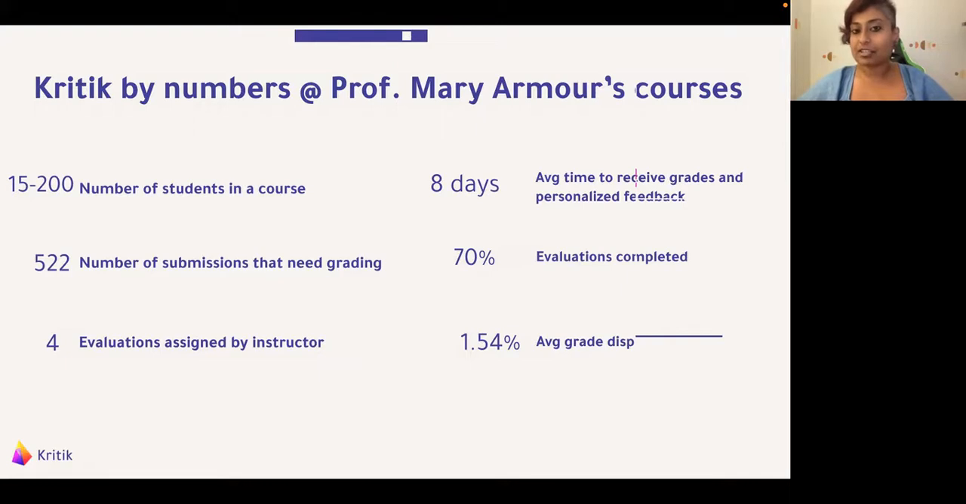And the average grade dispute rate is about 1.54%, which is pretty low, because the average that we usually see for instructors is about 2 to 4%. So this is well below the average.